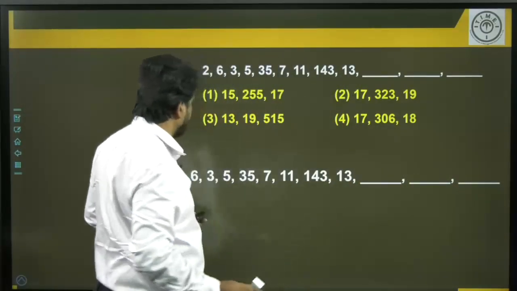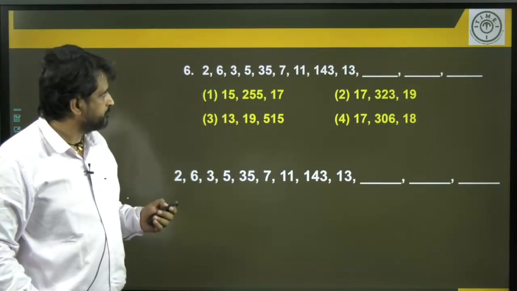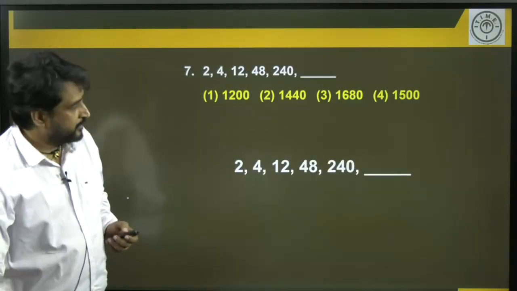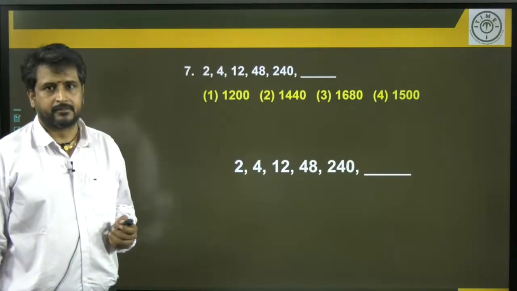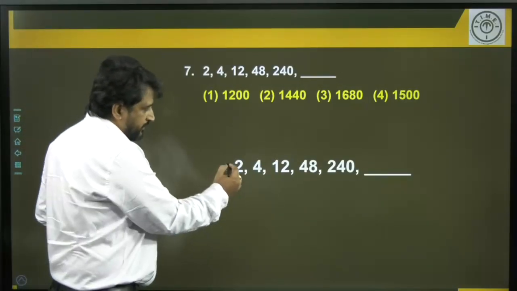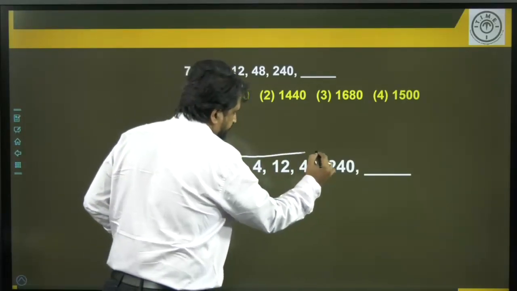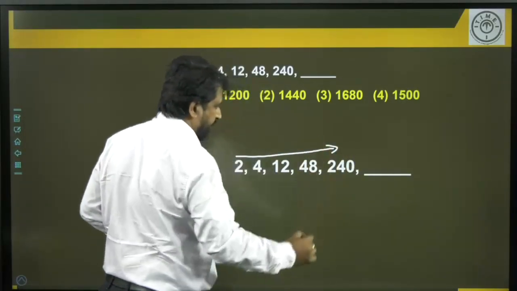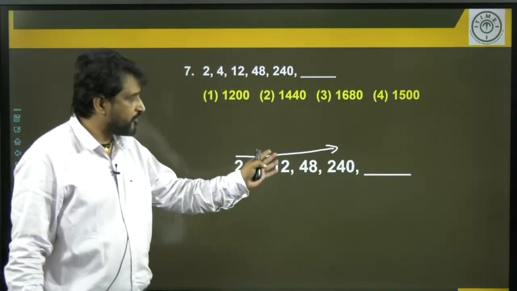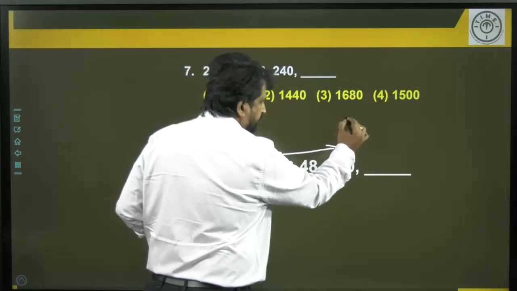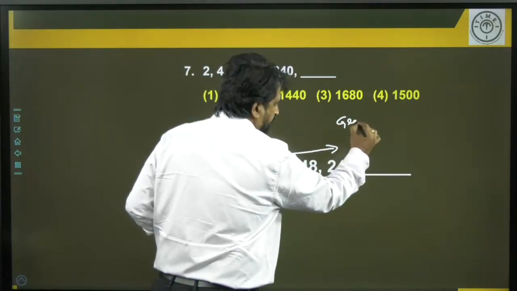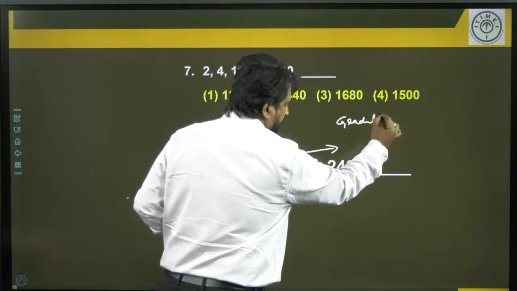Right. Let's see the next question. 2, 4, 12, 48, 240. The given series is in an increasing pattern. It is increasing. Is it increasing gradually or rapidly? That we need to observe.